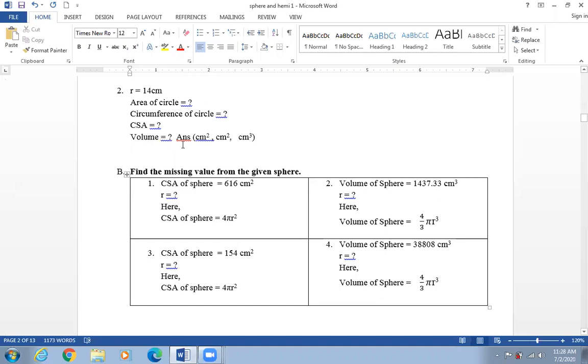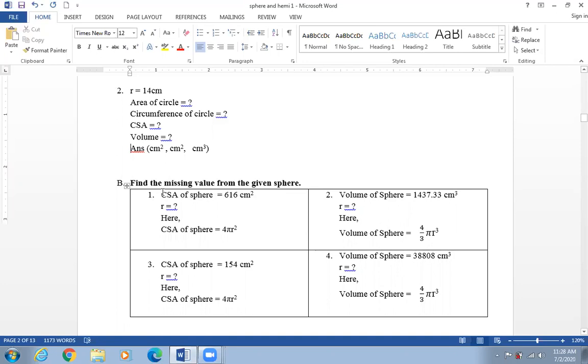Okay, so this is the question. Radius is 14 centimeter. Area equals to question mark. Circumference of circle equals to question mark. CSA equals to question mark. Volume equals to question mark. So this is your work. Please copy the question. We just have 10 minutes left now, so please just copy only. I'll go for the next question now. Copy this question and leave the page. Leave the space for the answer. Let me go to the next question.